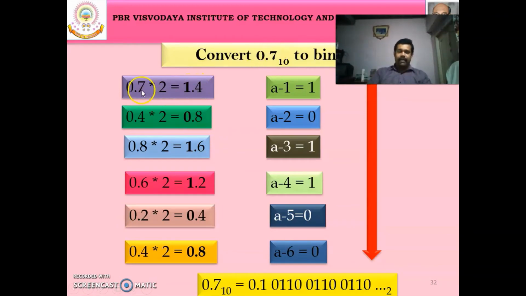First, we have 0.7, which we multiply by 2. We get 1.4 and record the carry as 1. Then we get the fraction 0.2. Again, we multiply by 2, getting 1.6, and record the carry. After a particular point, the same fraction part 0.4 is repeating. So up to this, that is 1011, you have to write 1011 and then repeat the same 01, again 1011.